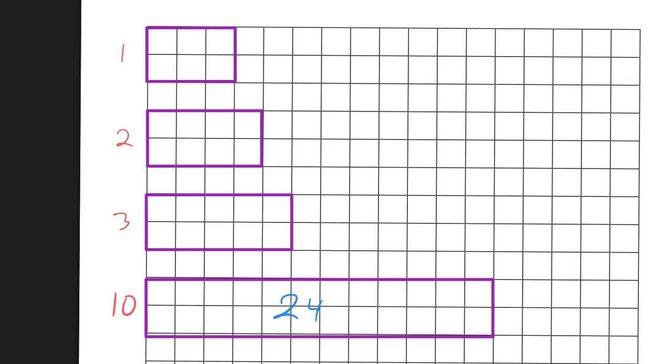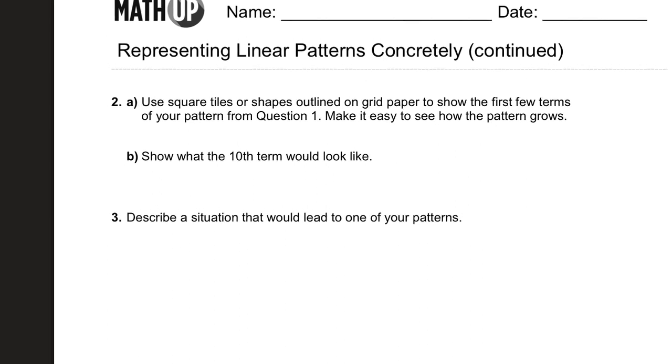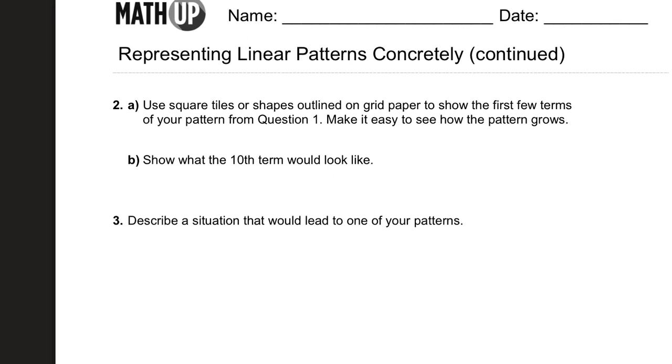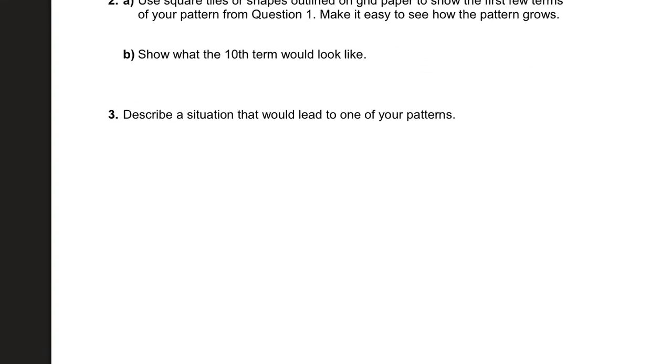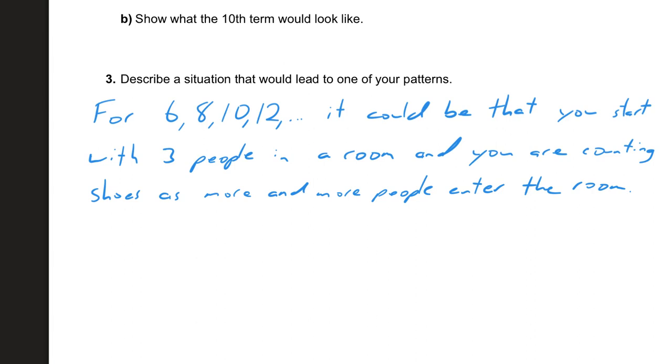We've got 24. Our first term value is 6. Our second term value is 8. And our third term value is 10. And 10th is 24. Let's see what the next question asks us to do. It says, show what the 10th term would look like. We've got that. And then it says, describe a situation that would lead to one of your patterns. A situation could be this. For 6, 8, 10, 12, it could be that you start with 3 people in a room and you are counting shoes as more and more people enter the room.